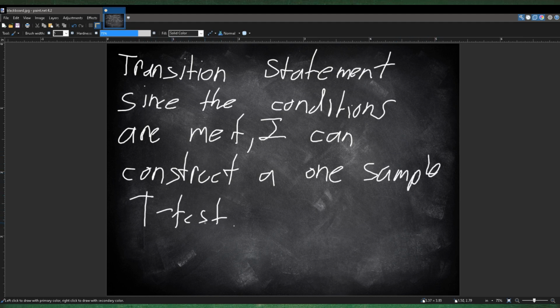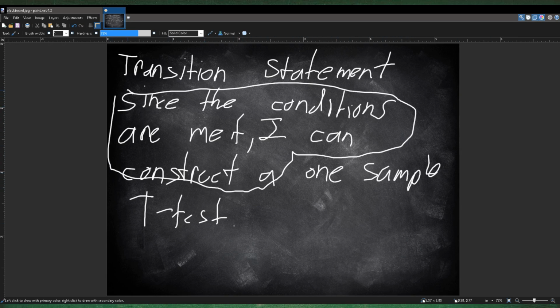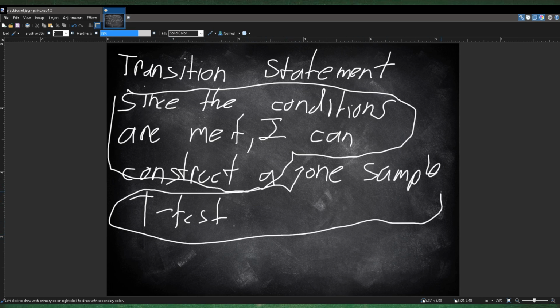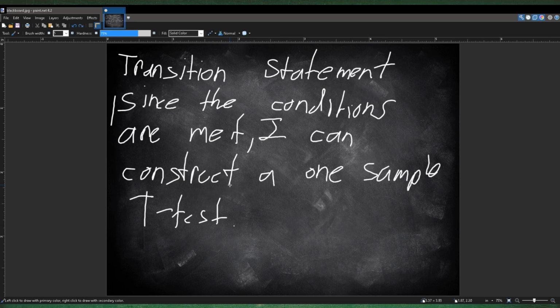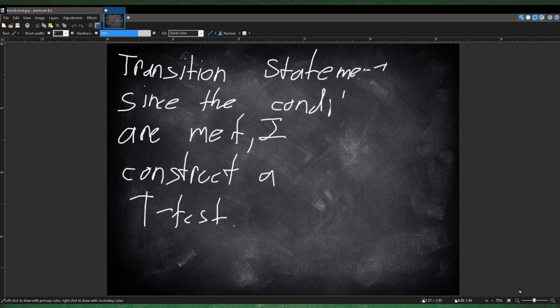Basically, your transition statement for any test is that you always write, since the conditions are met, I can construct a, and then whatever test you're going to do. So if you're doing a one proportion z test, just say I construct a one proportion z test. Or if you do a two proportion z test, I say construct a two proportion z test. You keep this statement the same, and you just change this section each time to get the right test that you want to do. You just have to determine which one because they have different tests.